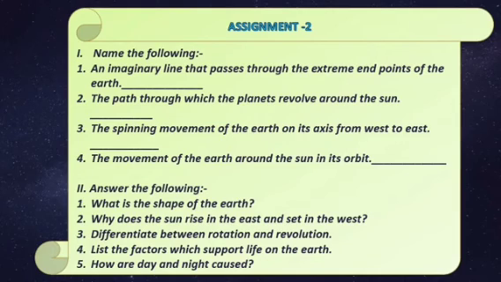Second, answer the following. What is the shape of the Earth? Why does the Sun rise in the east and set in the west? Differentiate between rotation and revolution. List the factors which support life on the Earth. How are day and night caused?